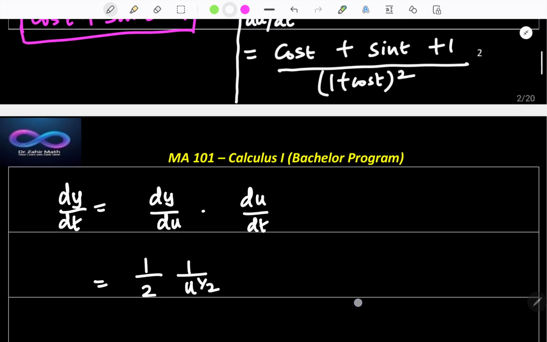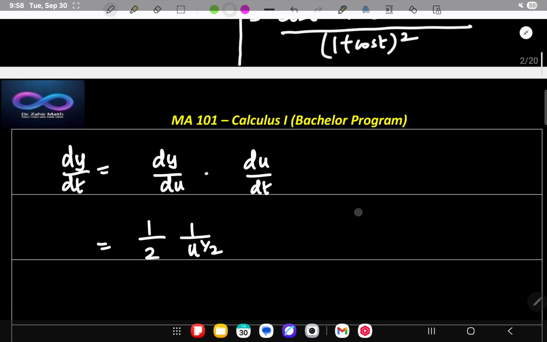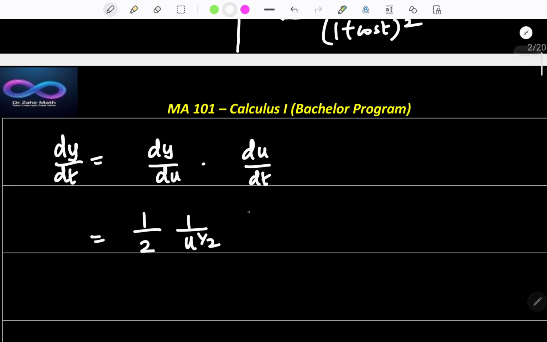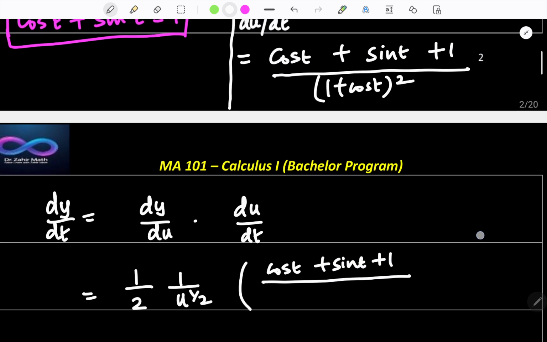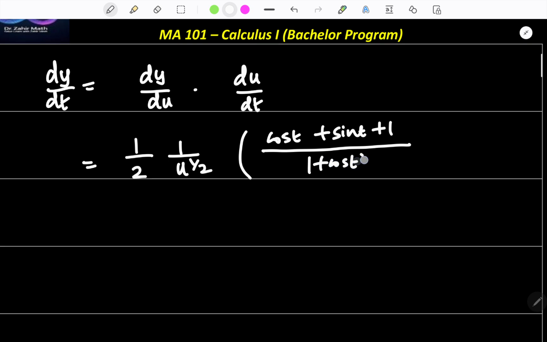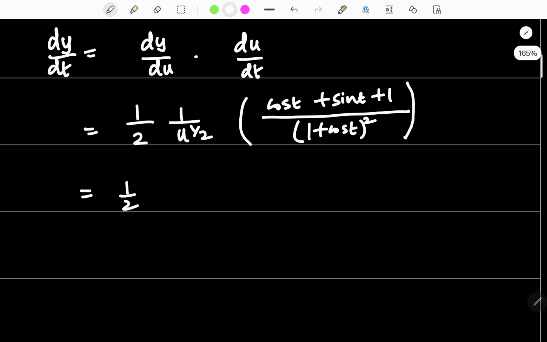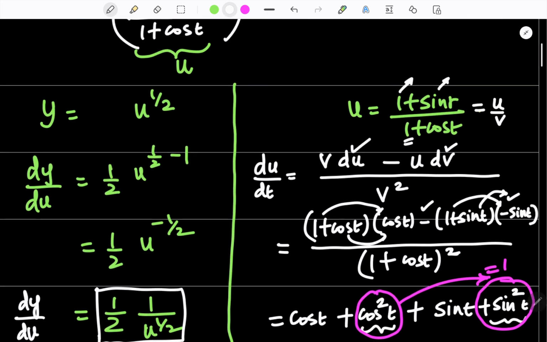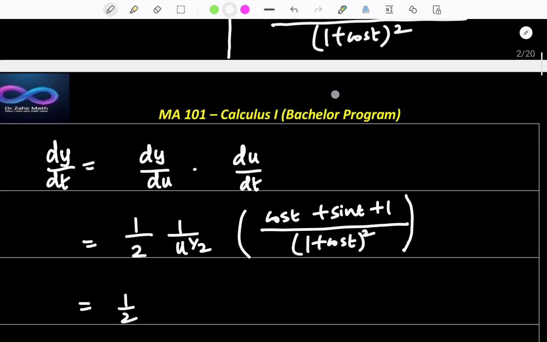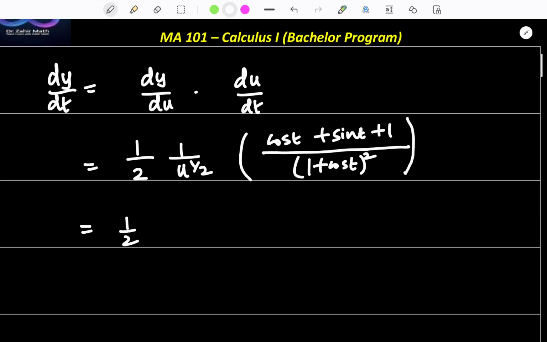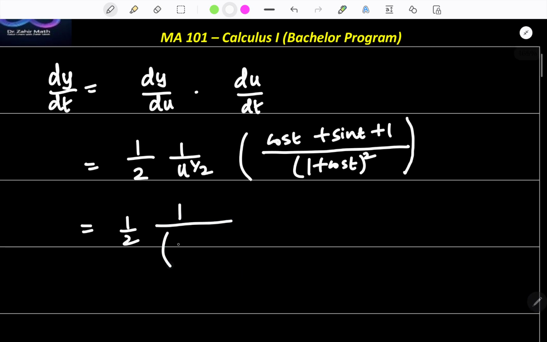Okay, right. And du divided by dt is bracket open because it's a big expression. So you should be careful. So it's bracket open cosine t plus sine t plus 1 divided by 1 plus cosine t the whole square, right? This u you need to change it. 1 by 2, what is your u? Your u is 1 plus sine t by 1 plus cosine t, right? So it will be 1 divided by 1 plus cosine t divided by 1 plus sine t the whole power half. Is it okay? Right.